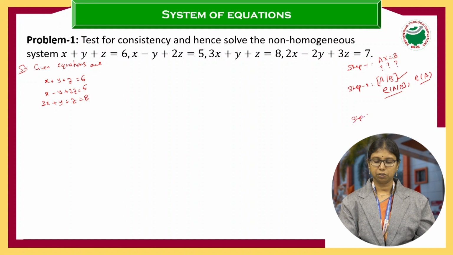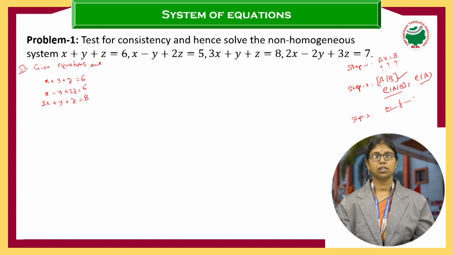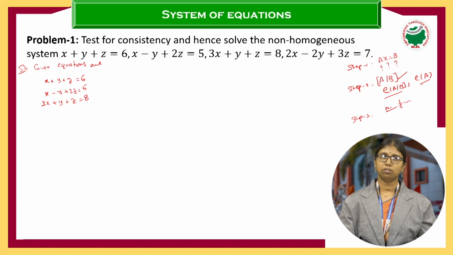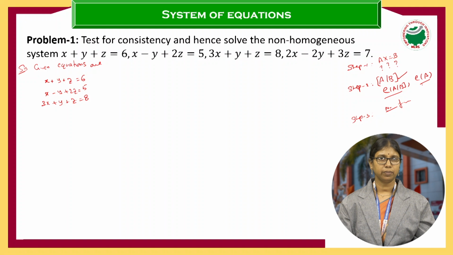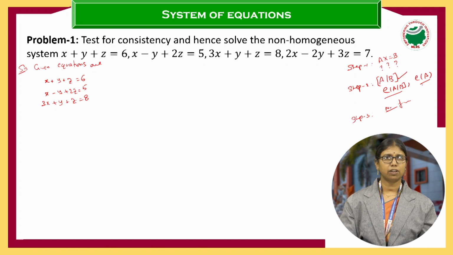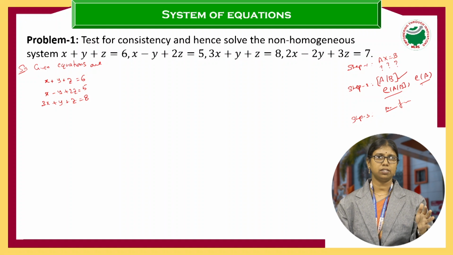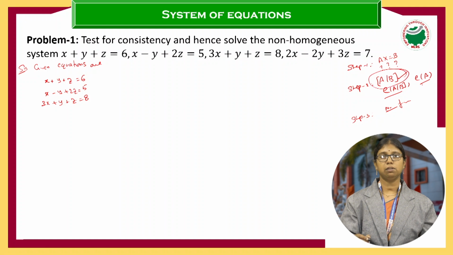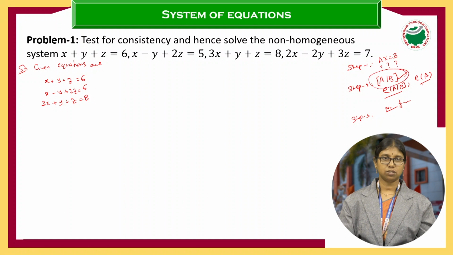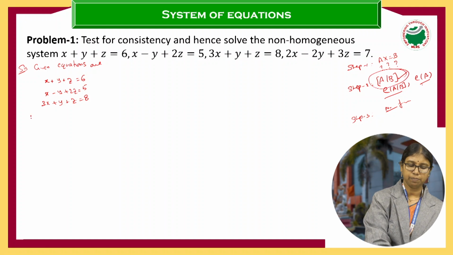Next, in step 3, you have to compare this rank value with the number of unknowns. If it is equal to the number of unknowns, calculate the unique solution. If it is less than the number of unknowns, then calculate the infinite number of solutions. We will follow the same procedure as for homogeneous, the only difference is the augmented matrix. So first for this question, write down the matrix representation.